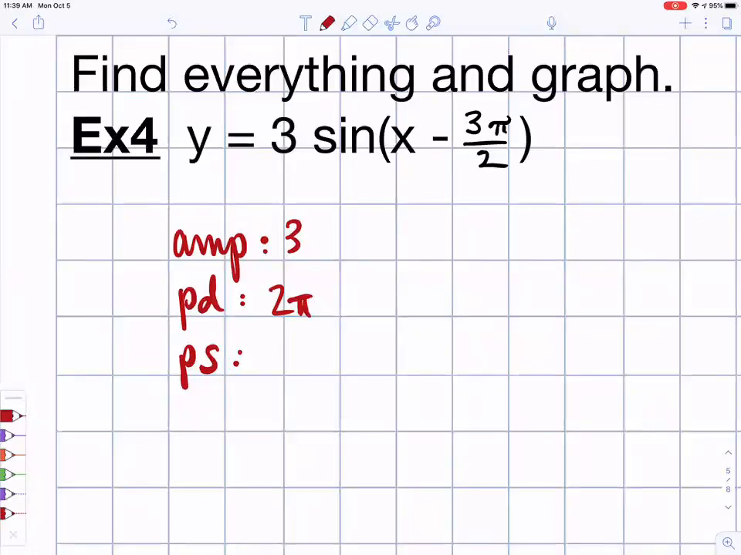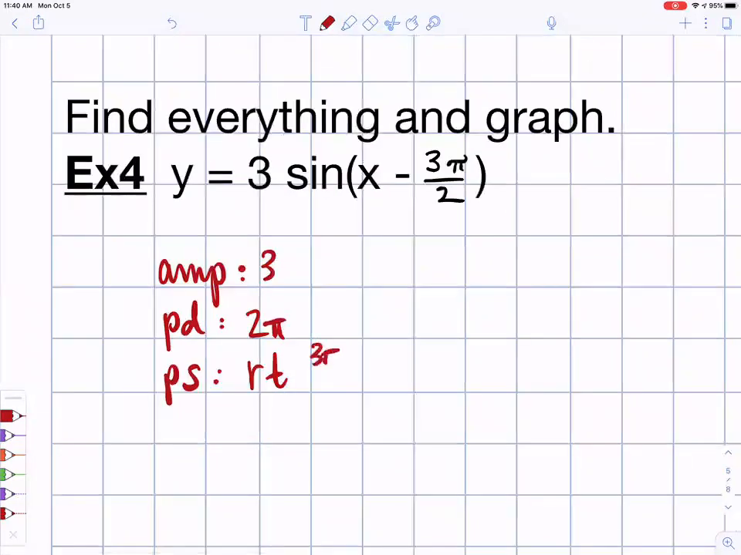Okay, so what's my phase shift? What direction am I going? To the right. Why is it to the right? Yeah, it's opposite of what you think it's going to be. Since it says minus, it's going to be to the right. How far? 3 pi over 2.